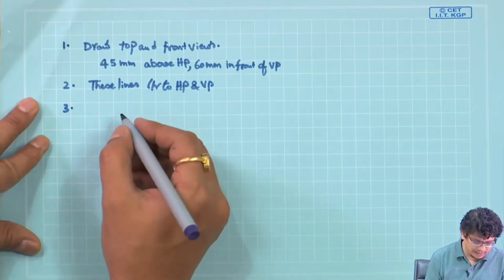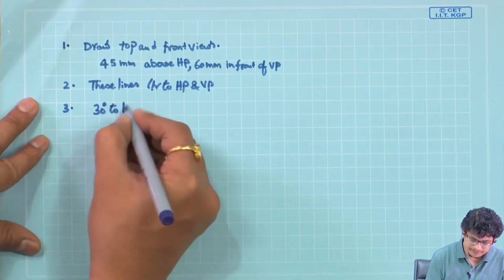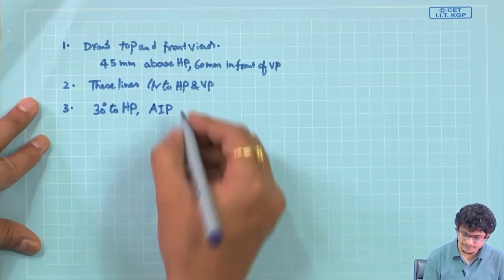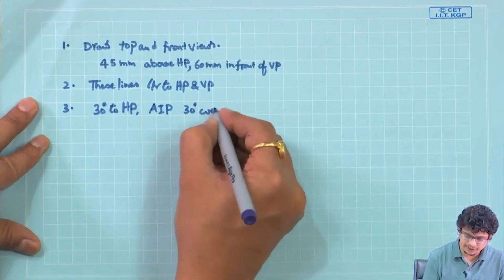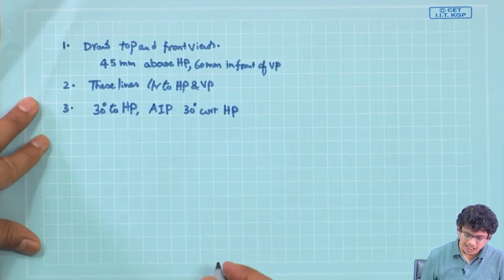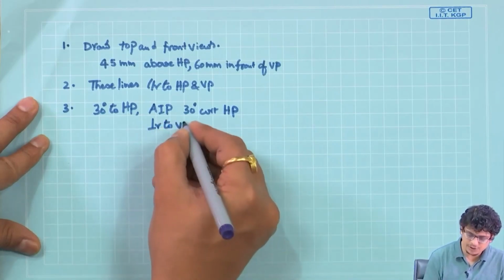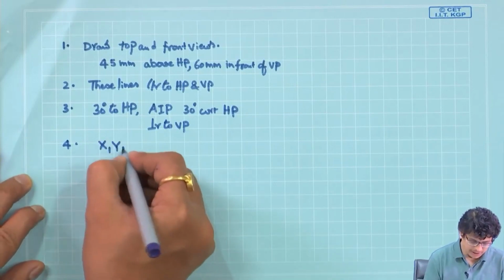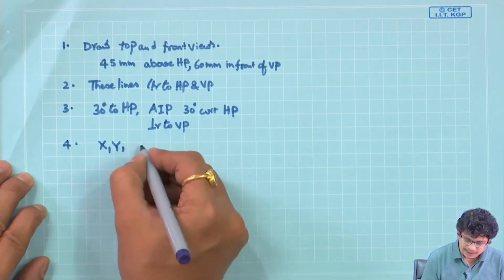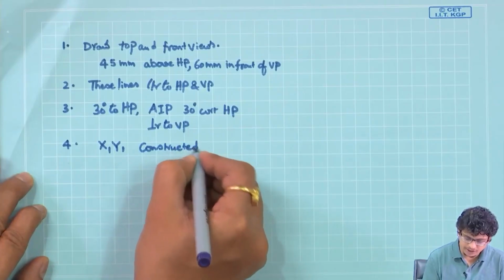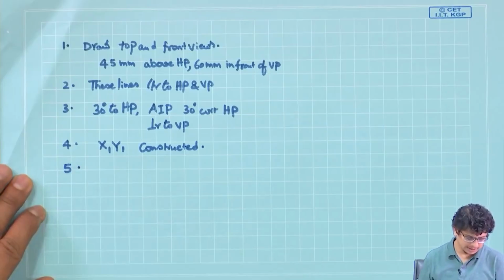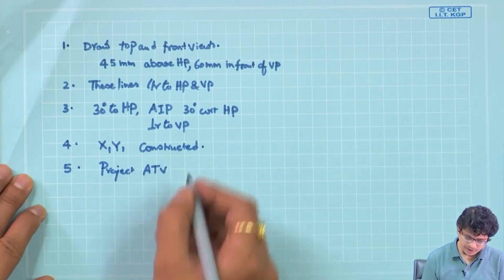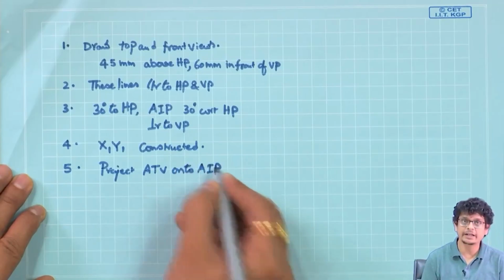Now, construct a line inclined at 30 degrees to HP. That gives us the auxiliary inclined plane, which makes a 30 degrees angle with respect to our horizontal plane, and this is perpendicular to the vertical plane also. Fourth point, the x1 y1 auxiliary plane has been constructed from this at a suitable distance. Then project the auxiliary top view onto the auxiliary inclined plane.